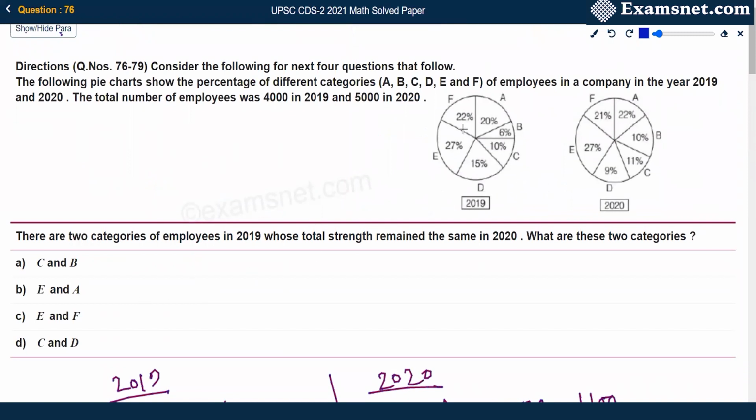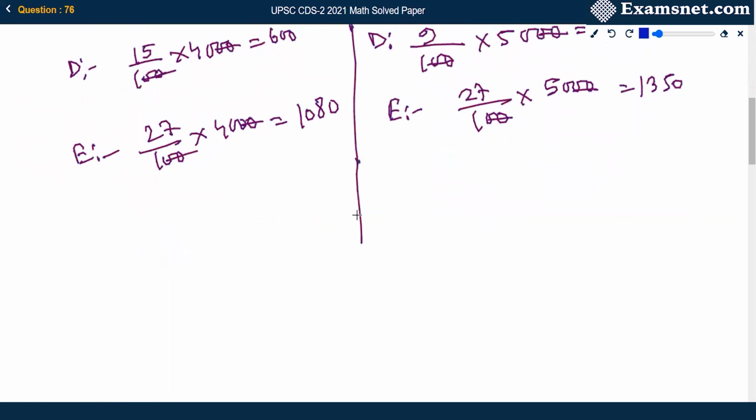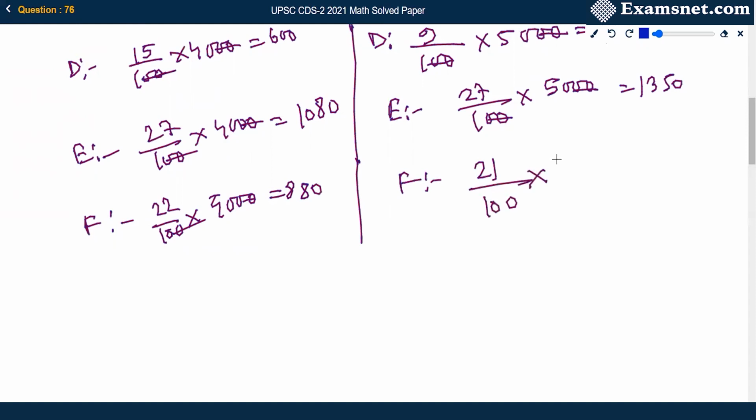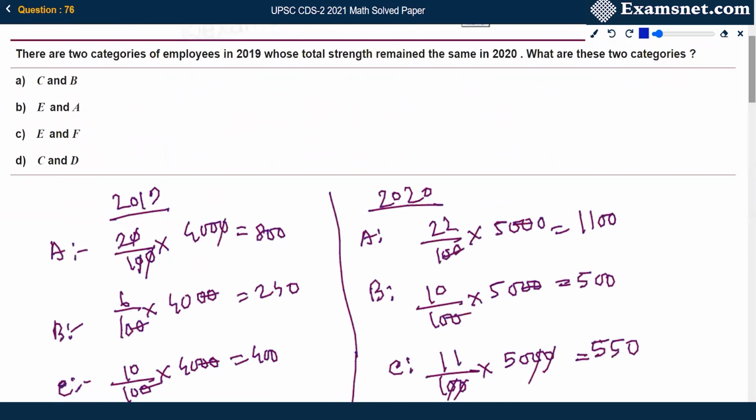Next, so here we can see, after E we have F. Okay, so now let's check for F. That is 22%, 880 and 1050. Okay, now the question is that the total strength remained same.